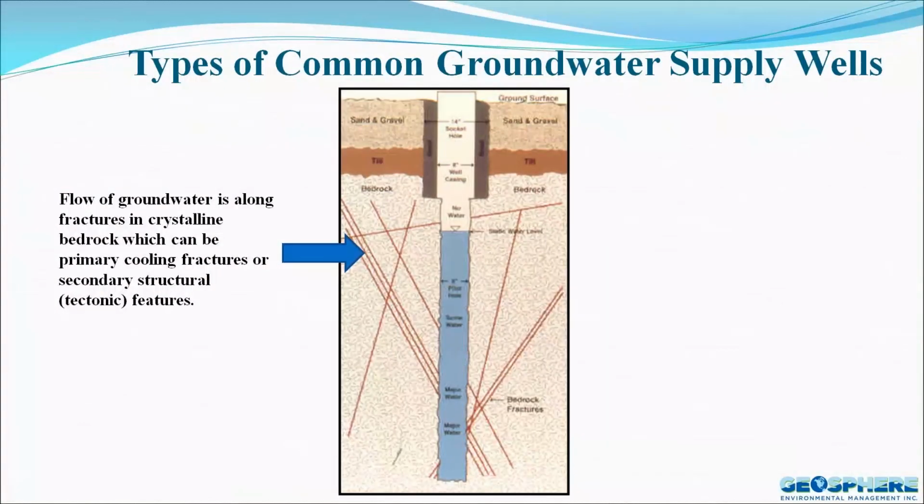This little diagram, we've seen it once before. It's the types of common water supply. Remember, in fractured rock systems, the flow of groundwater is along fractures, which can be primary cooling fractures depending upon the rock type, or secondary or structural or tectonic features, more largely what we see around New England, as opposed to primary cooling ones or along sedimentary ones in sediments or in conglomerates or in limestone type features.